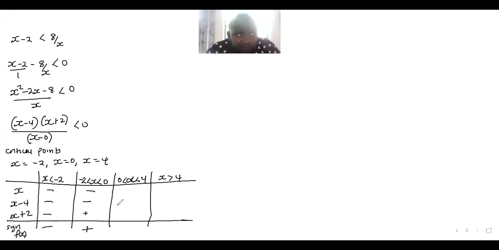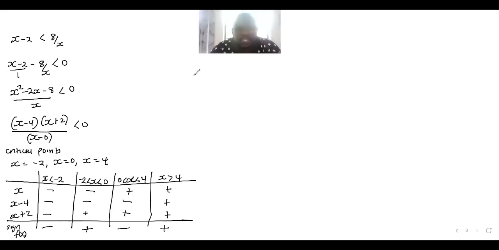Between 0 and 4? Put 1. What do you get? Positive. Here? Negative. Down here? Positive. When you multiply? Negative. Beyond 4? 5. Which gives us a positive. Then 5 minus 4, positive. Then 5 plus 2, what do you get? Positive. Then the total sign? Positive throughout. Okay. Thank you so much.